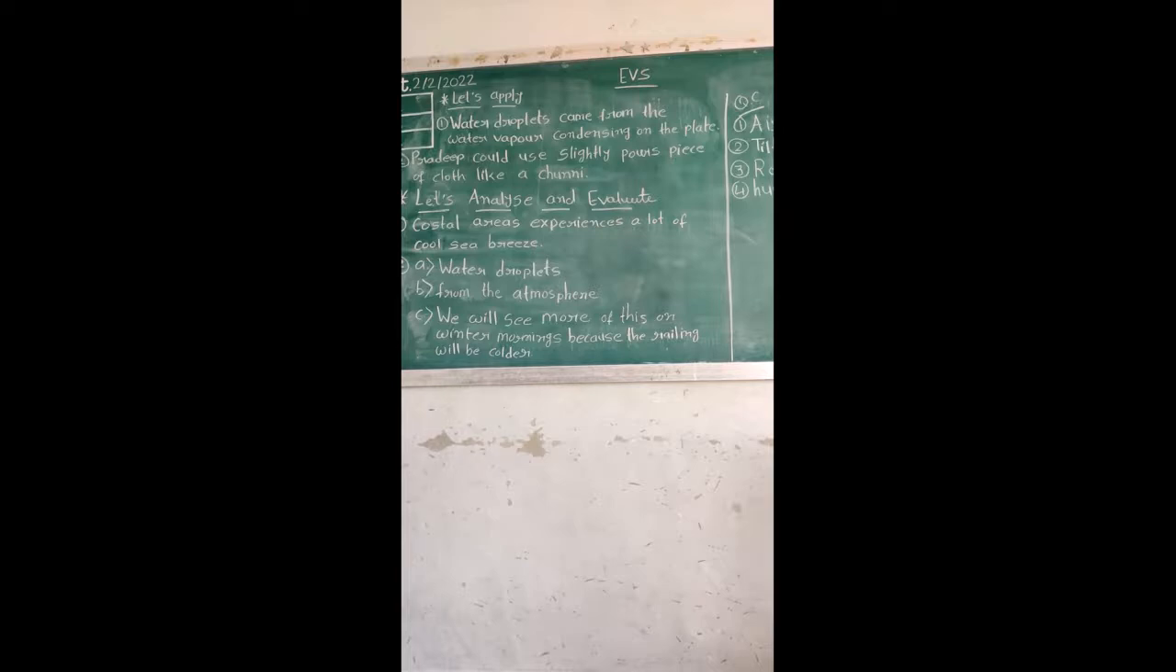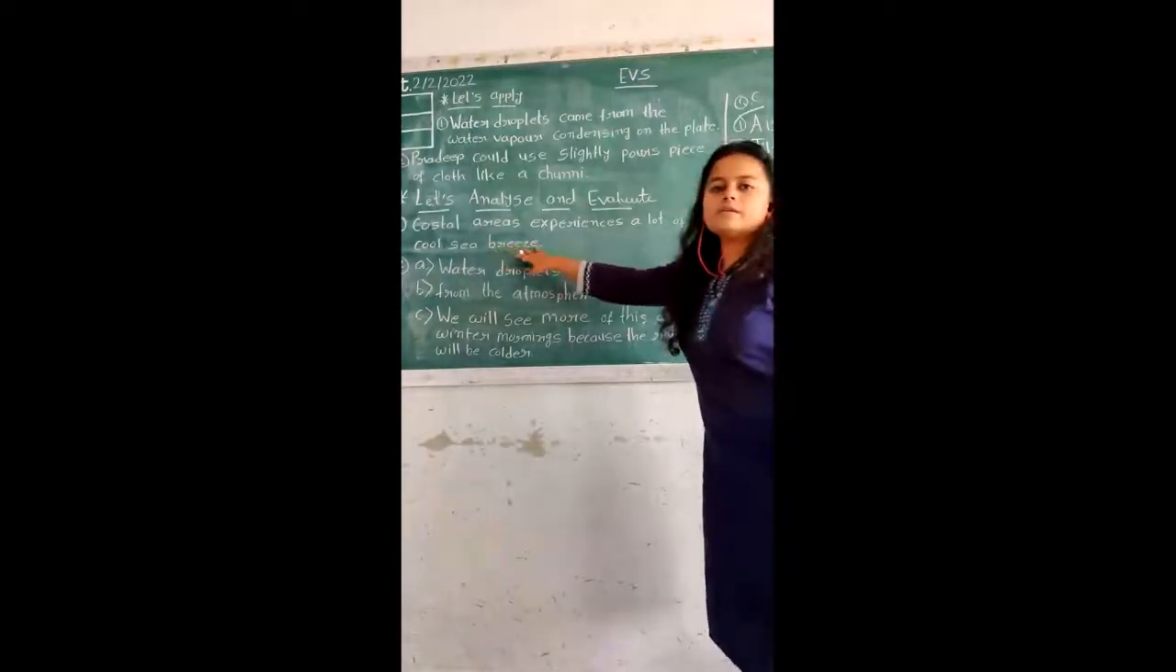Now see students, let's analyze and evaluate. First question: it is not very hot during summers in the coastal areas. Is it true? Give one reason to justify your answer. When you go to the coastal areas in the summers, it is not very hot. Why is that so? The answer is coastal areas experience a lot of cool sea breeze.